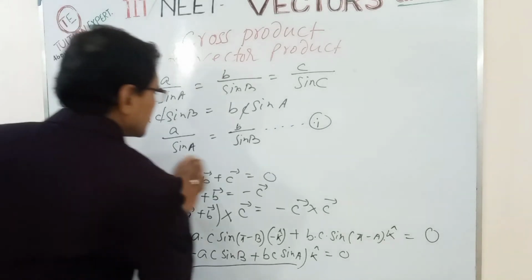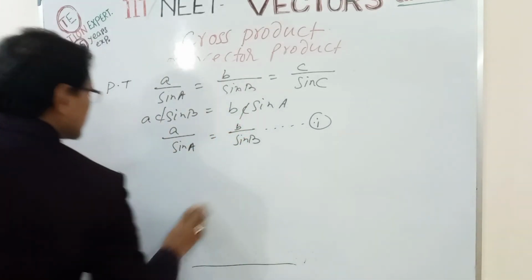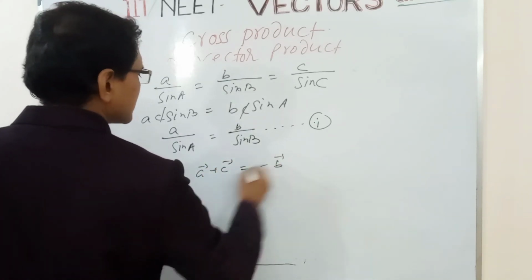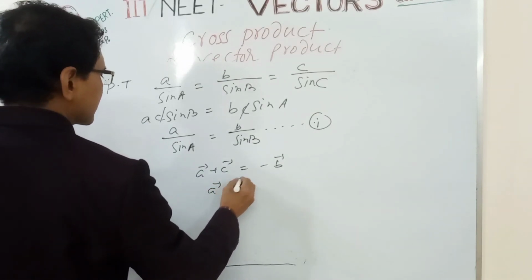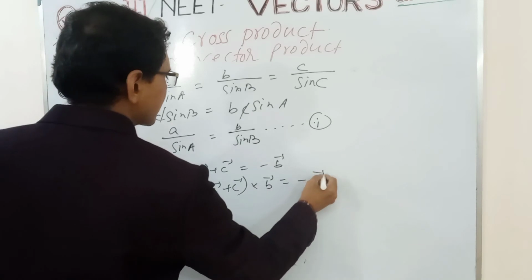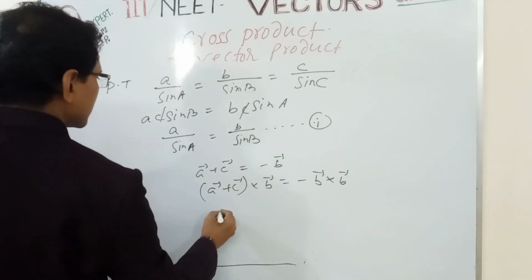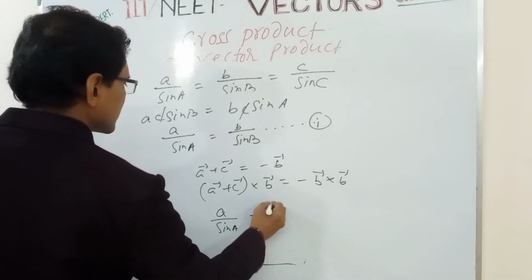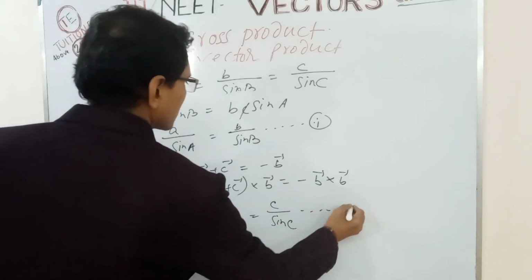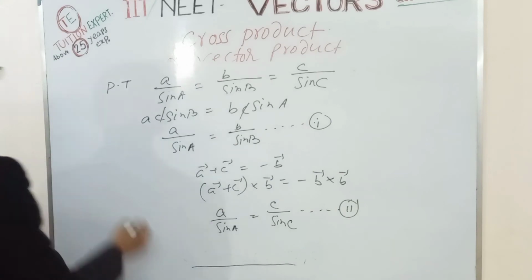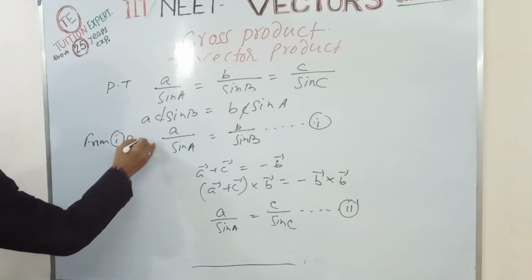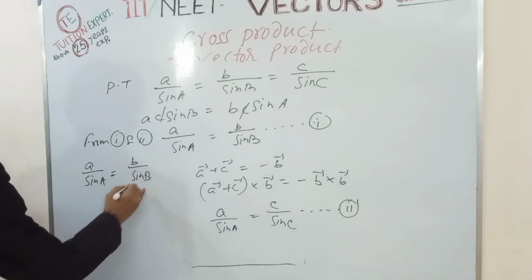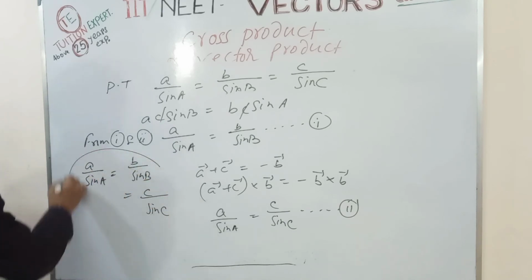From another way, if we take a c on the left side and b on the right side, in a similar way we get the result a by sine A equal to c by sine C. So from 1 and 2, we can write a by sine A equals b by sine B equals c by sine C. So this is the result.